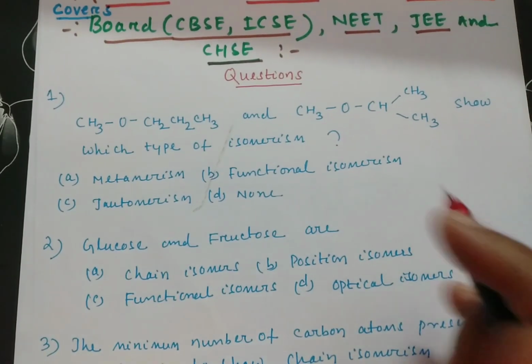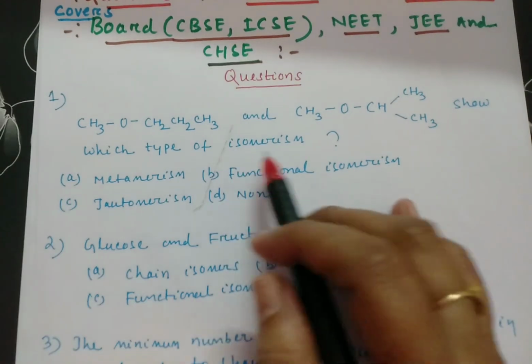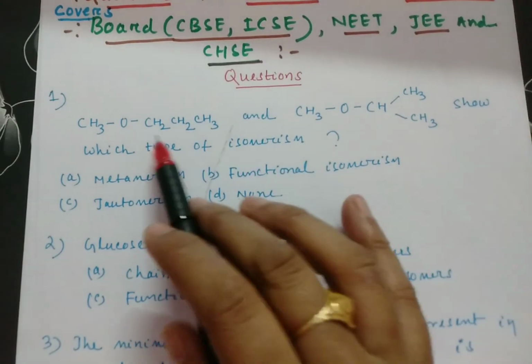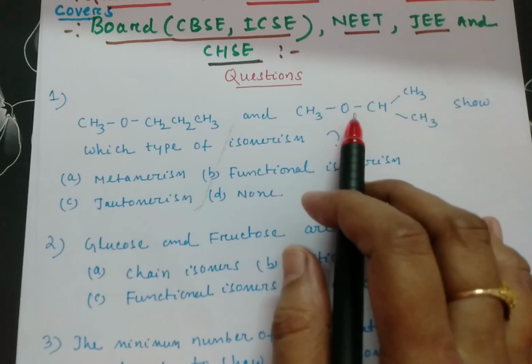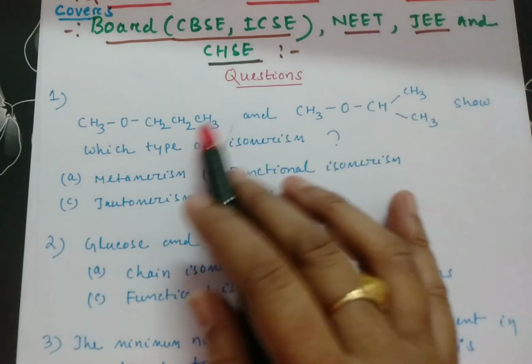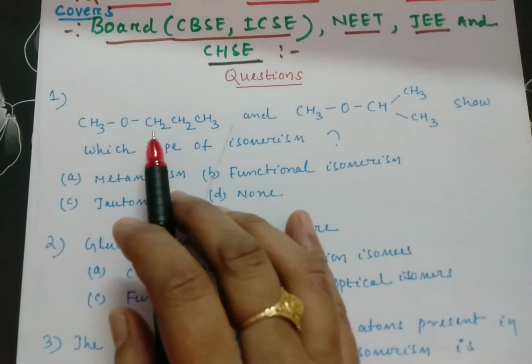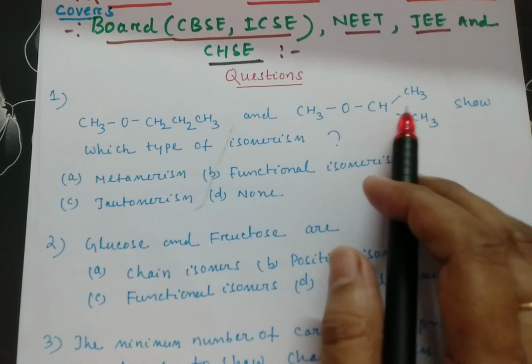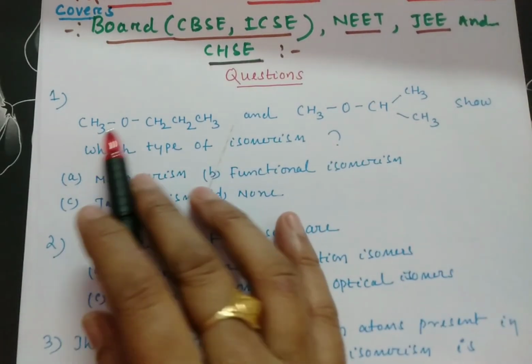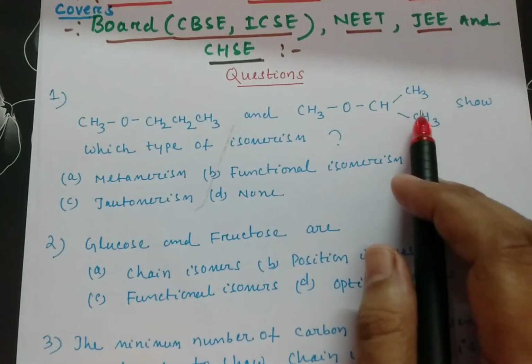So now the question is, in between these two, which type of isomerism do they show? Now look, both are your ether functional group. Only the difference between them is in their alkyl groups. So they differ in the attachment of alkyl group. Here this is methyl propyl, this is methyl isopropyl.